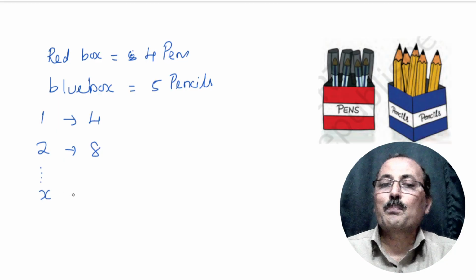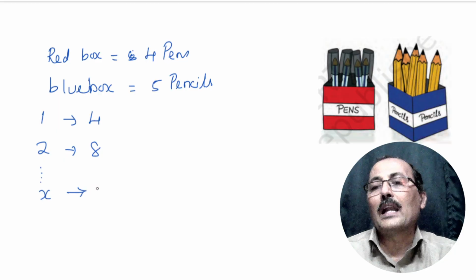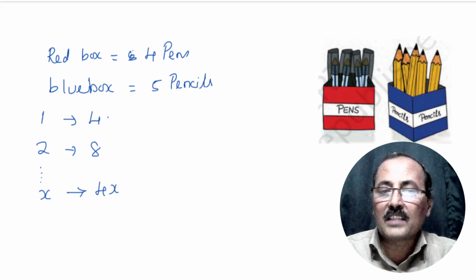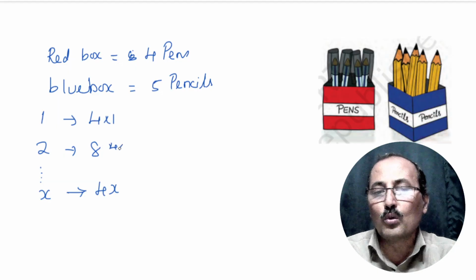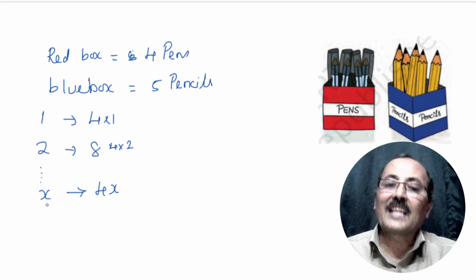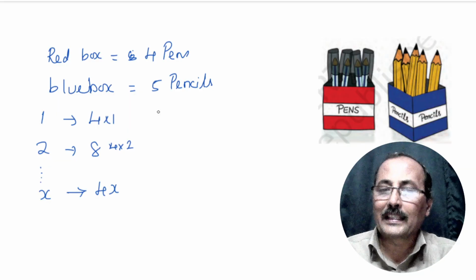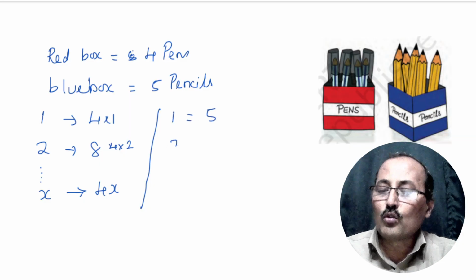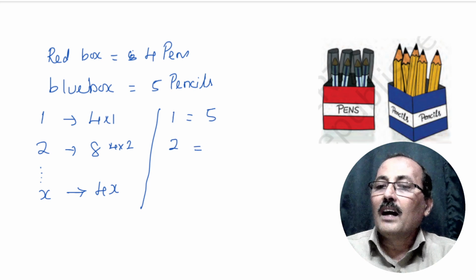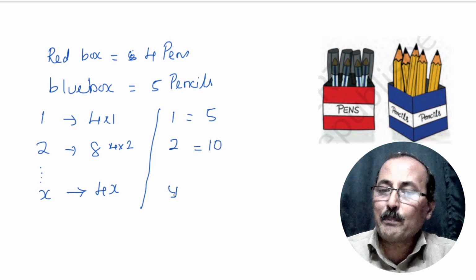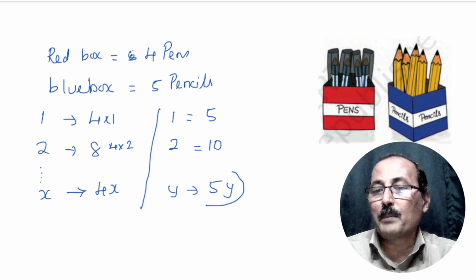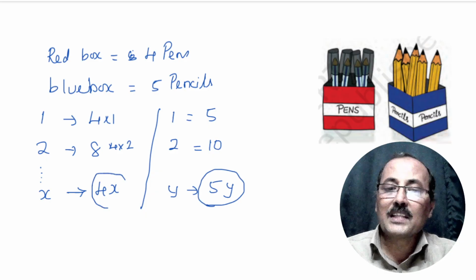Suppose he buys x boxes. What is that x? An unknown value. That will be 4x only. This is 4 into 1, this is 4 into 2, and x boxes means x may be 1, 2, 3, like that. In the same manner, if he buys one pencil box, he will get 5 pencils, 2 pencil boxes means he will get 10 pencils, and y pencil boxes means he will get 5y pencils. The total pencils will be 5y and pens will be 4x.